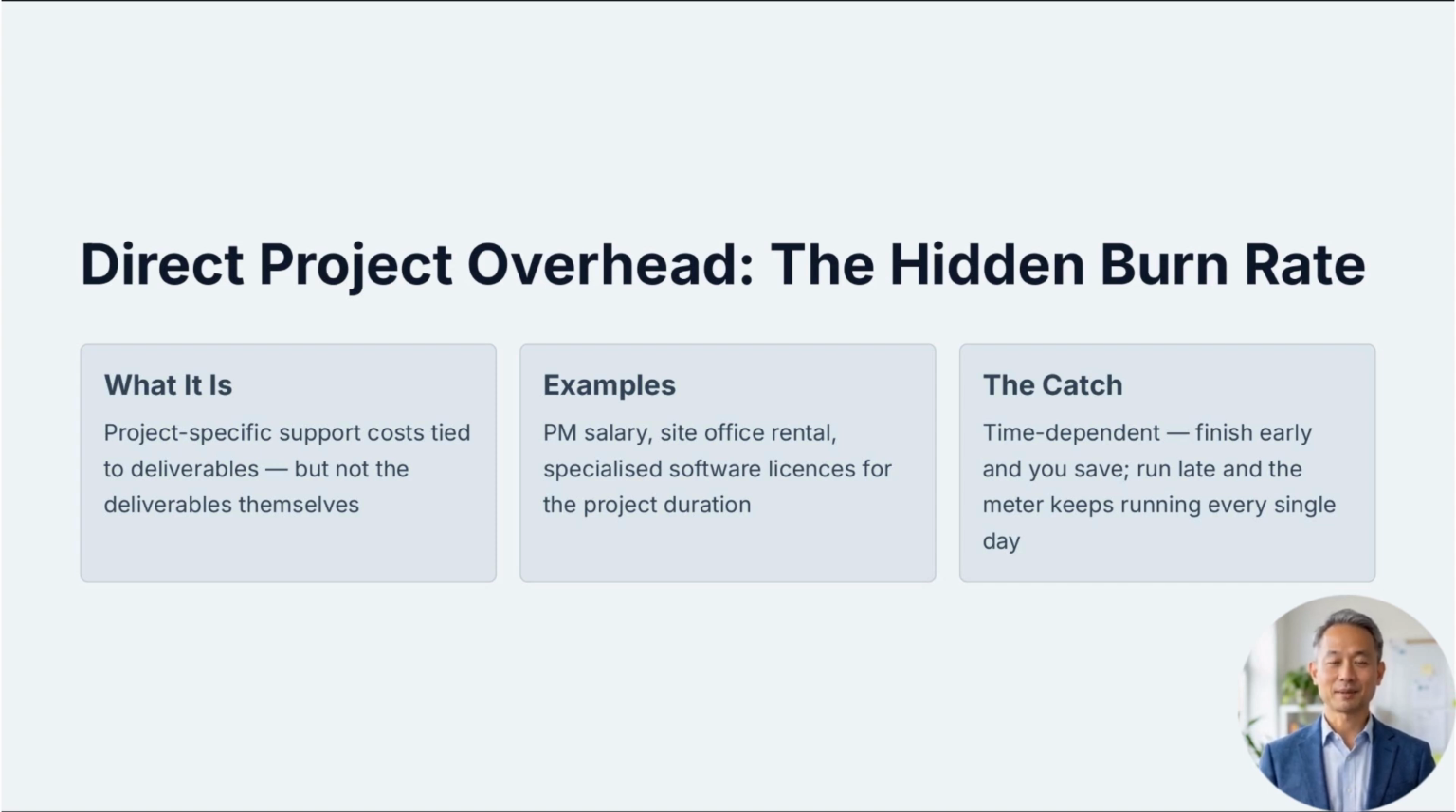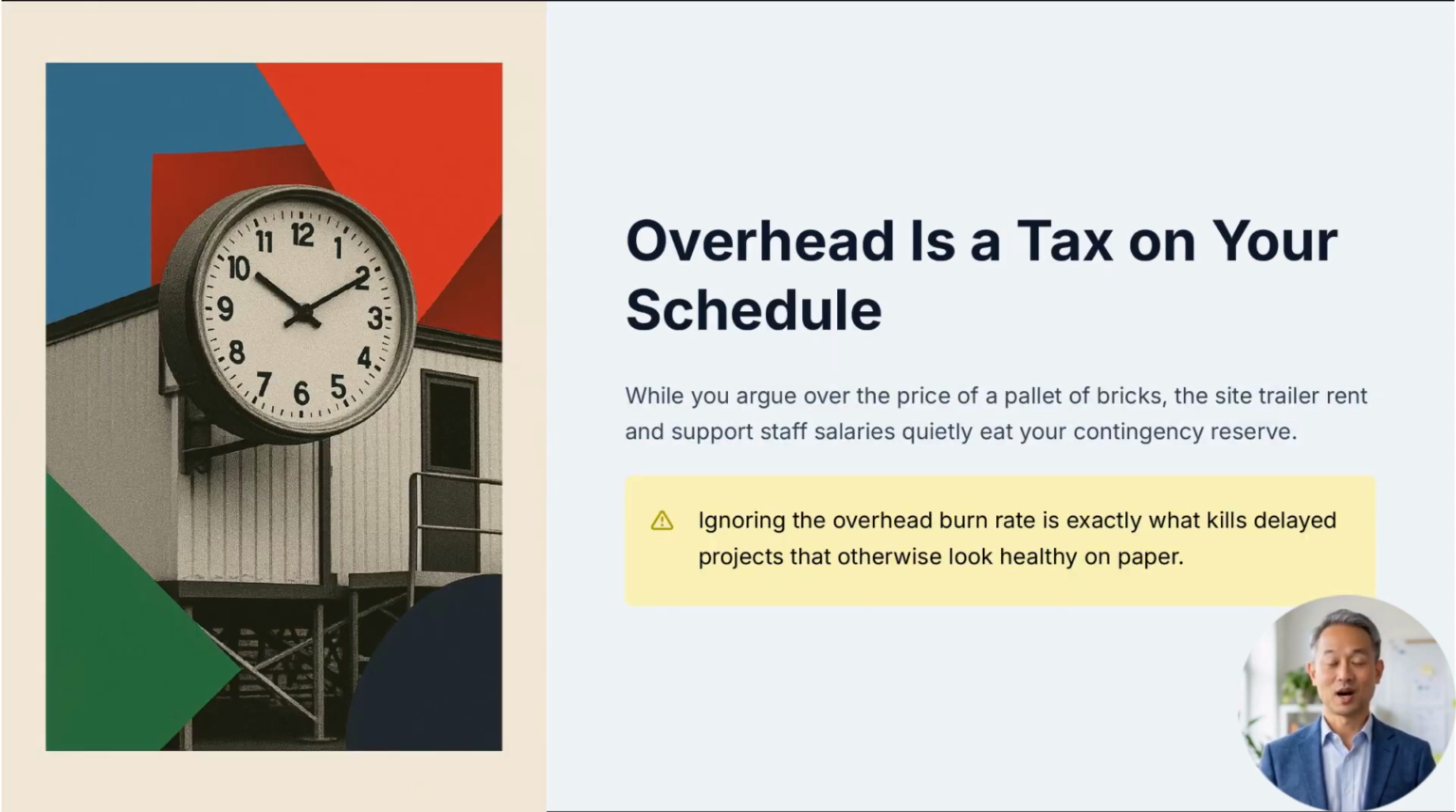These costs are time-dependent. If the project finishes early, you save this money, but if you run late, the meter keeps running every single day. Most junior managers fail to realize that direct project overhead is essentially a tax on your schedule. While you are busy arguing over the price of a pallet of bricks, the rent on your site trailer and the salaries of your support staff are quietly eating your contingency reserve. This is why finishing a project on time is not just about the schedule, it is about stopping the bleed of these temporary support costs. In my experience, ignoring the overhead burn rate is exactly what kills delayed projects that otherwise look healthy on paper.